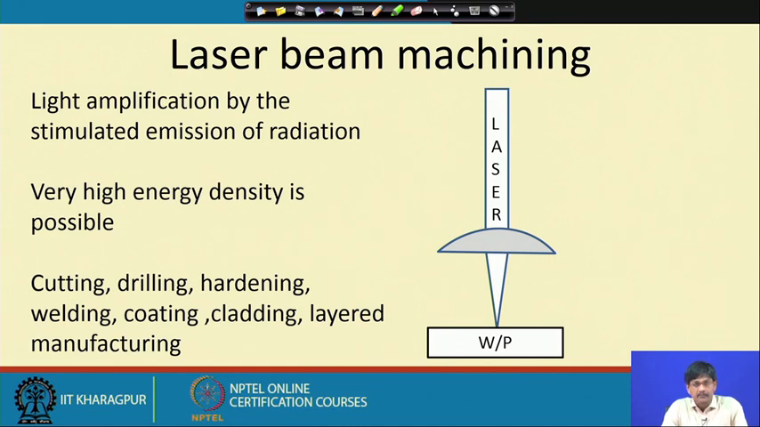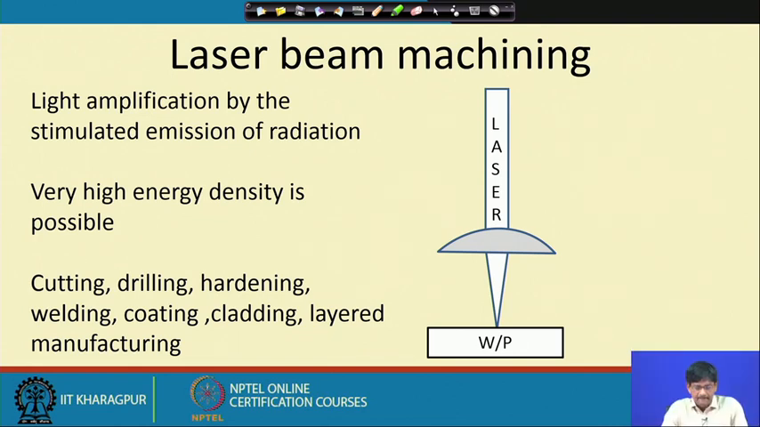So, this can practically melt all known materials, and hence it can be used for cutting, drilling, hardening, welding, coating, cladding, layered manufacturing, etc. Laser can thus be considered to be the most versatile of all the material removal methods which are known to us.